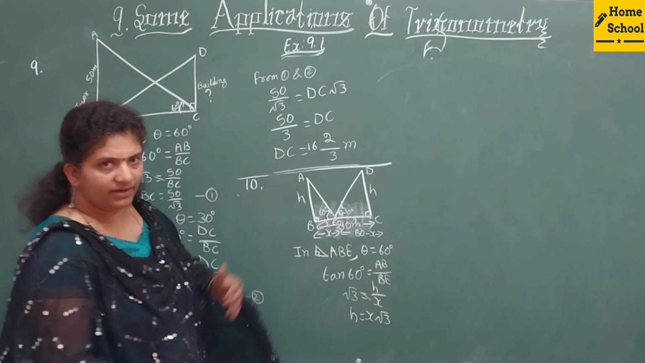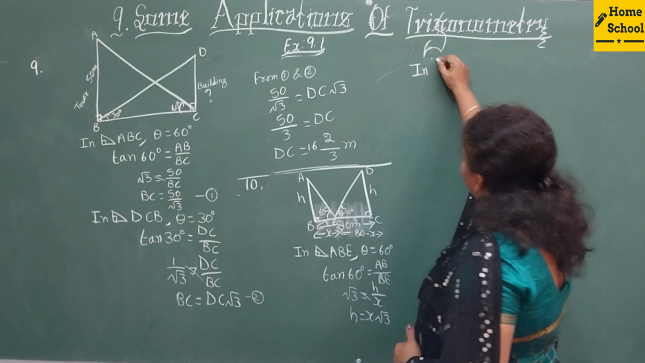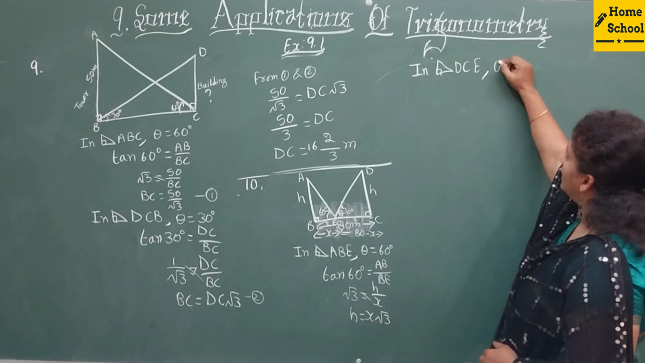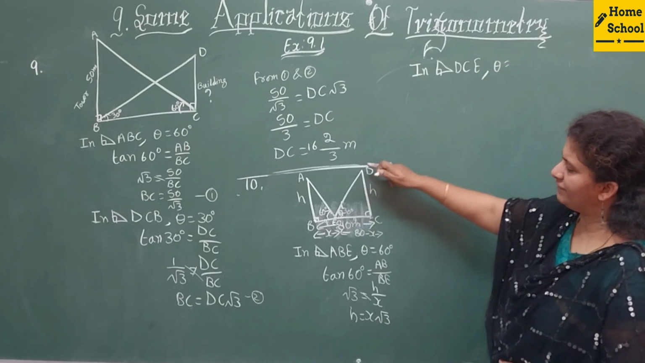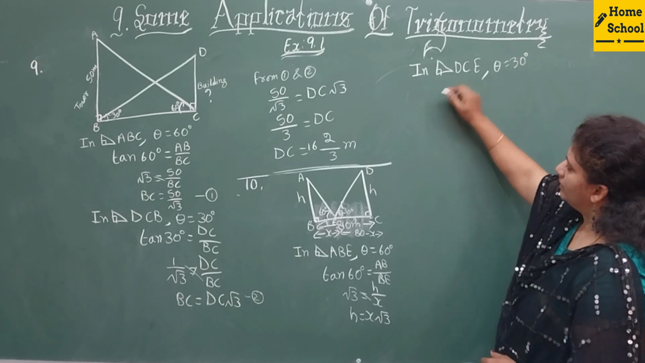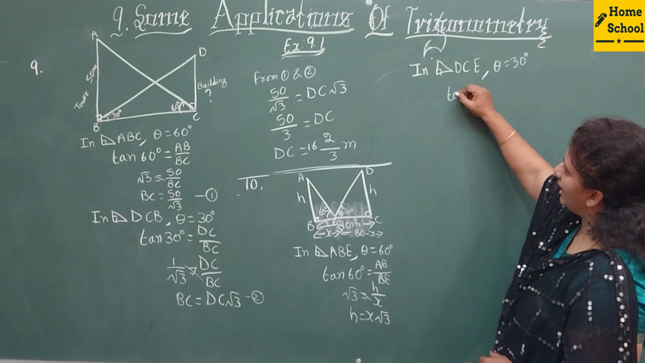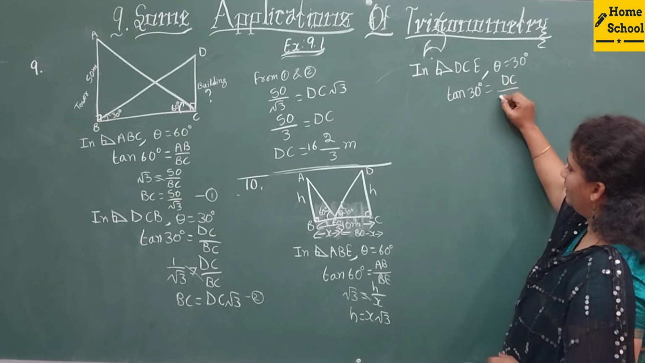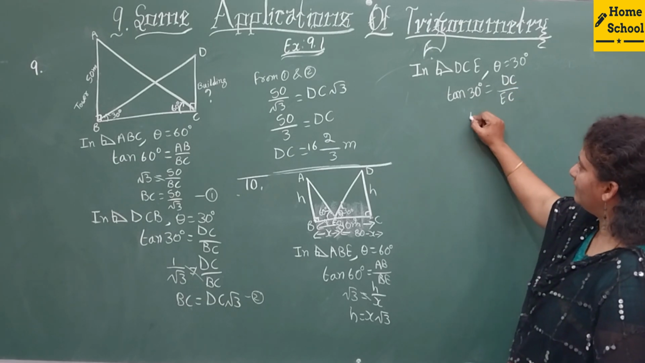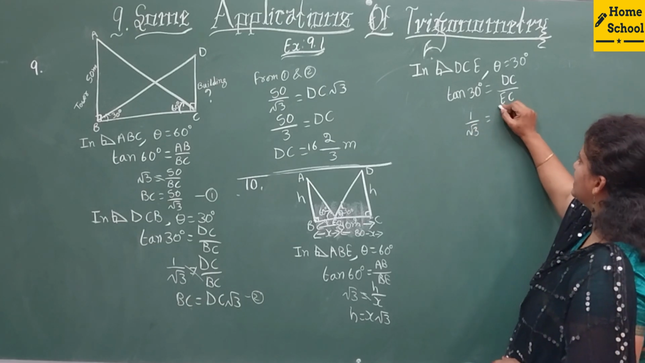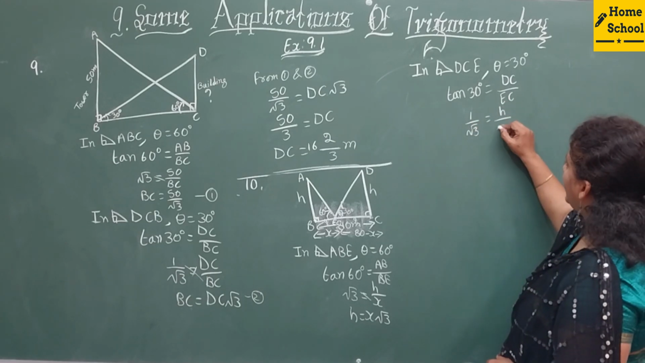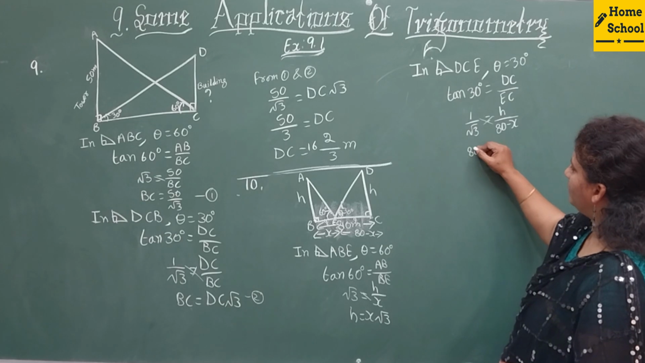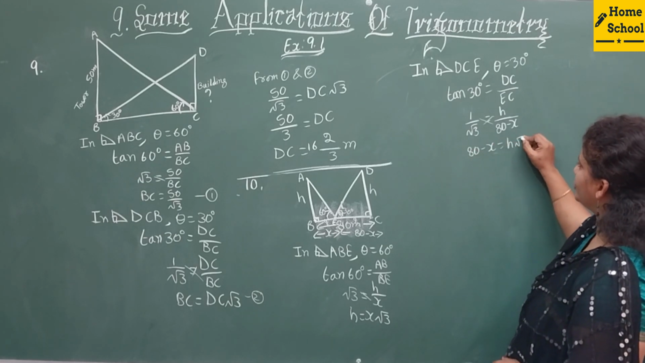Okay, now consider another right triangle. In right triangle DCE, theta value is, what is the angle of elevation? 30 degree. Opposite, adjacent. Again tan ratio, tan 30 degree is equal to opposite DC by adjacent EC. Tan 30 value is 1 by root 3. DC is H. EC is 80 minus X. Okay, cross multiply. 80 minus X is equal to H root 3.